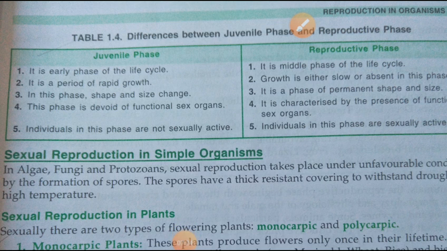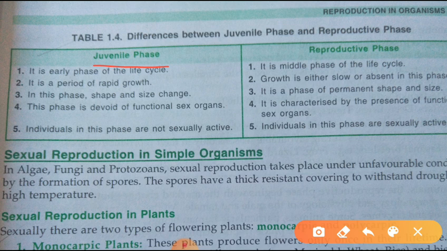Next we can discuss the differences between the juvenile phase and the reproductive phase. First we can discuss the juvenile phase. The juvenile phase is the early phase of the life cycle of an organism. It is a period of rapid growth. That means in the juvenile phase, the organism's growth is very fast. The organism will grow very rapidly in this phase. In this phase, shape and size change.